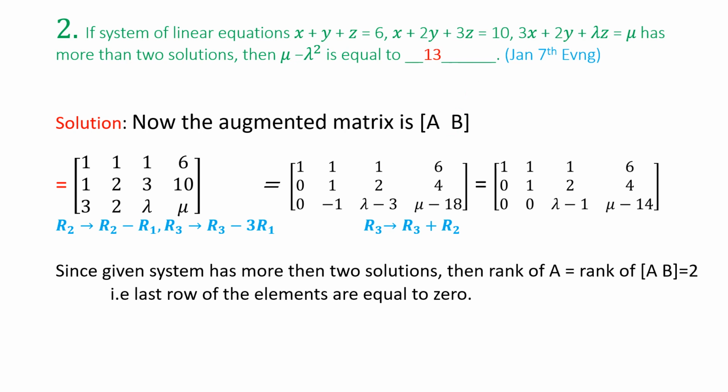Now in the given problem, we compute μ − λ². So we take μ − λ², and substitute the values in this equation. Then 14 − 1², that is also 1, so 14 − 1 equals 13. So 13 will be the answer for this question.